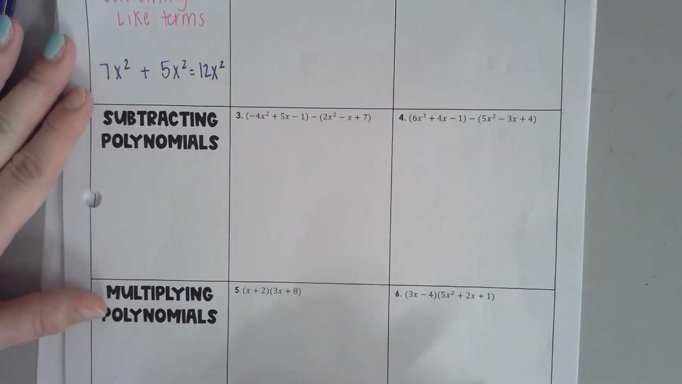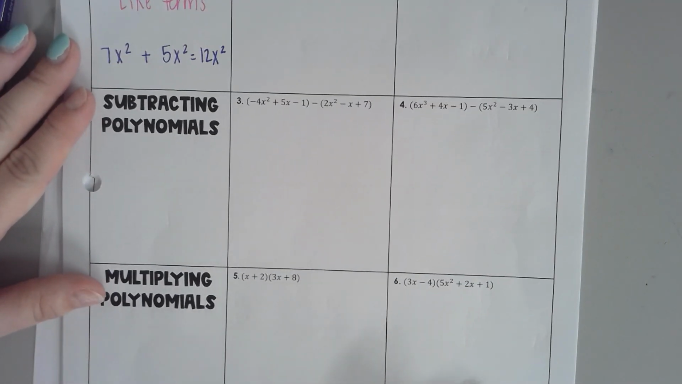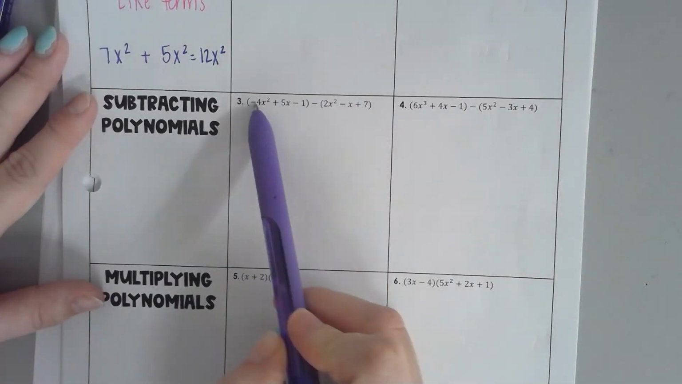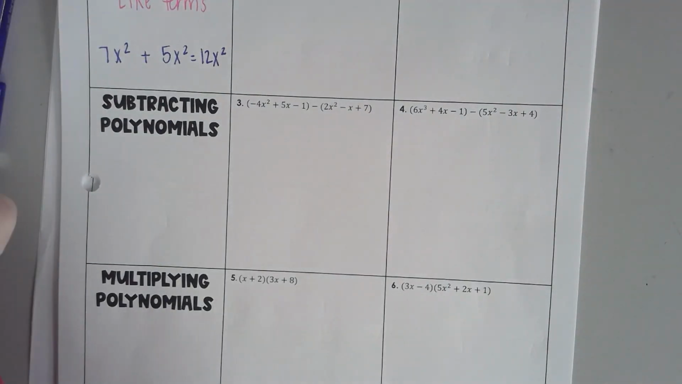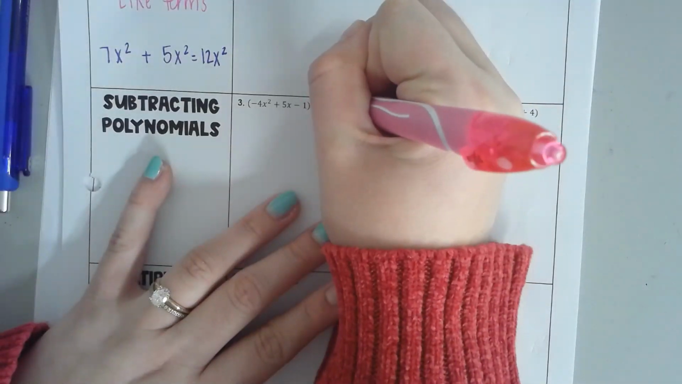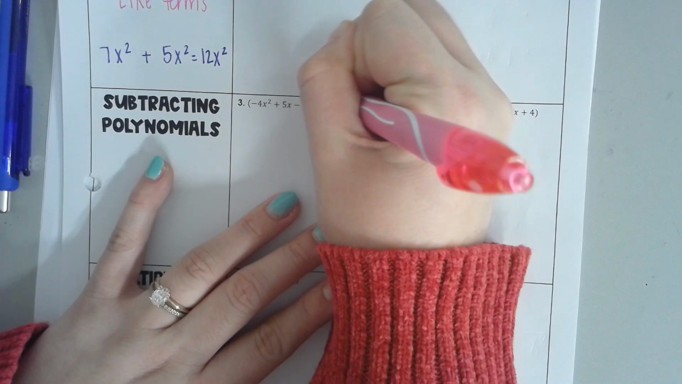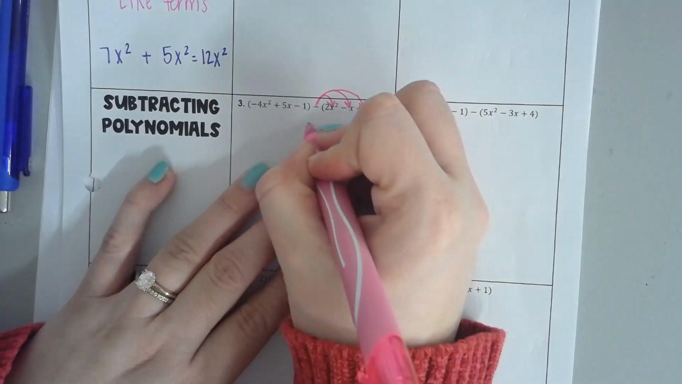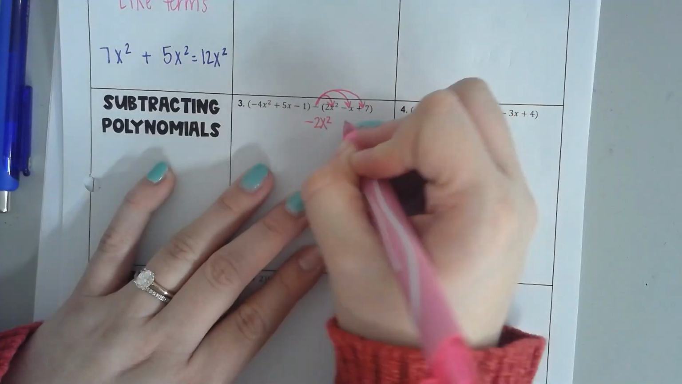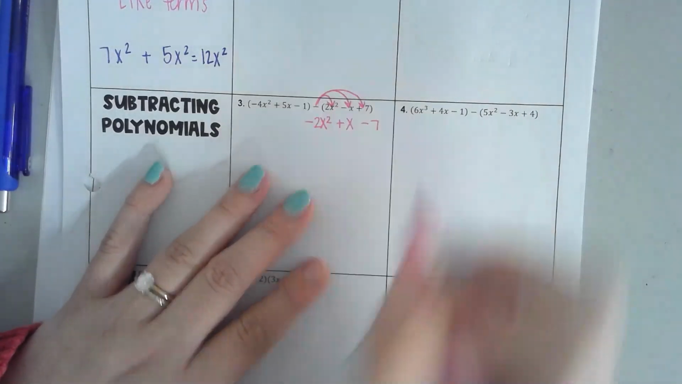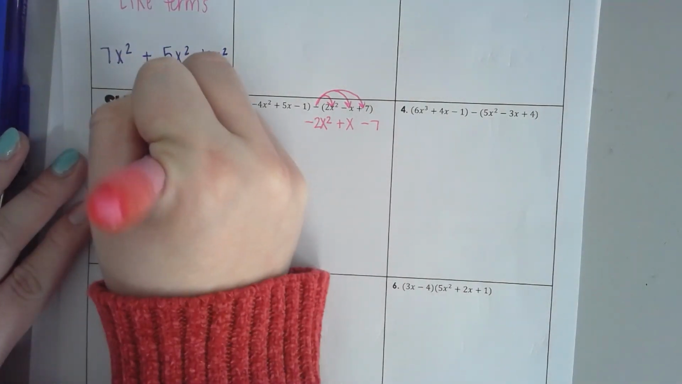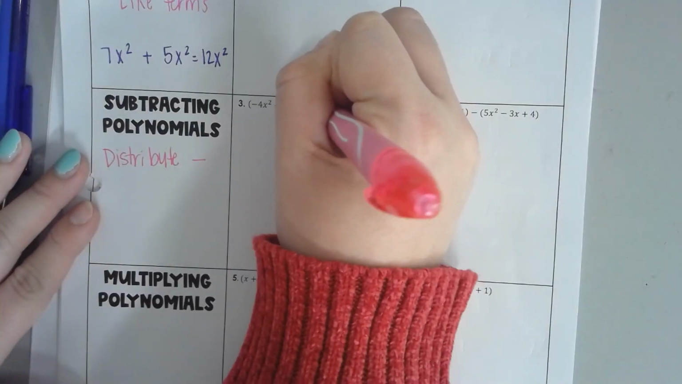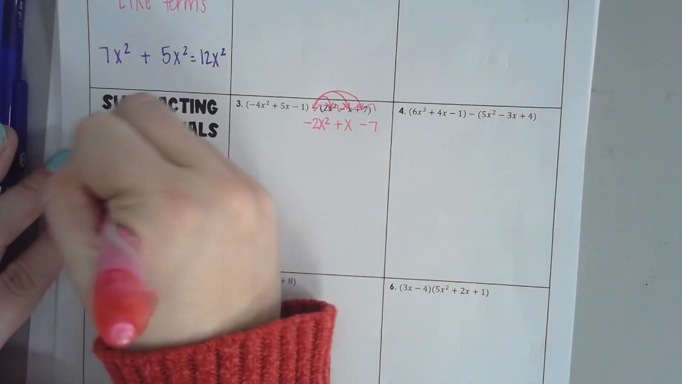Subtracting polynomials. Does anybody know what you do on these? You do subtract. So some people like to read it and they like to be, okay, negative 4x squared minus 2x squared. That's fine. You could also think of this as like distributing the negative. And so this would turn into a negative 2x squared, a plus x, and a minus 7. So basically, you distribute the negative, and so now that's all gone once you distributed that, and combine like terms.